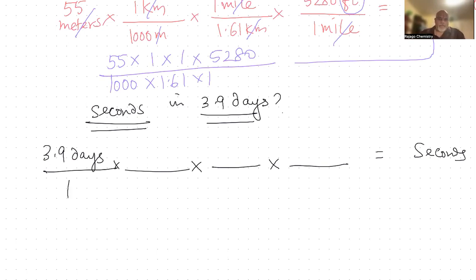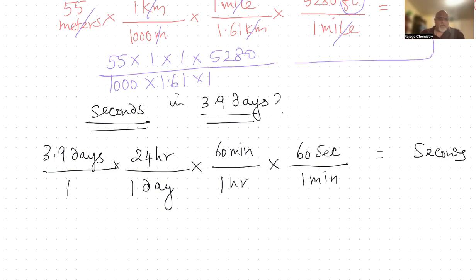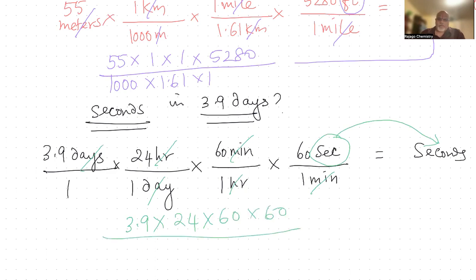So days, to cancel day, 1 day is 24 hours. 1 hour is 60 minutes. 1 minute is 60 seconds. So look at how I wrote. I wrote in such a manner that days and days are cancelled, hour and hour are cancelled, minute and minute are cancelled, and I get the answer as seconds. So basically I have multiplied 3.9 times 24 times 60 times 60 divided by 1 times 1 times 1 times 1 to get my answer.